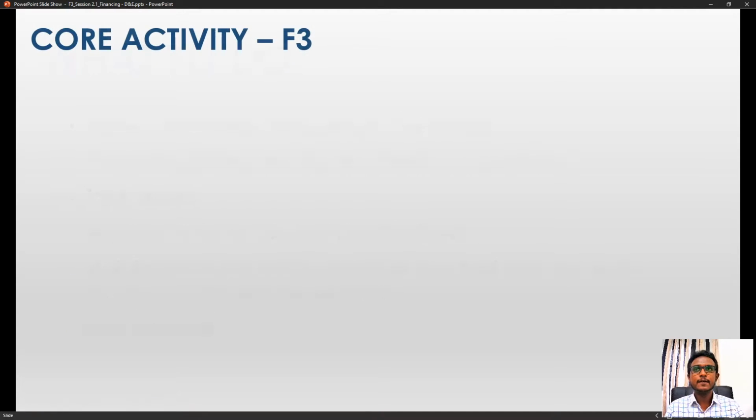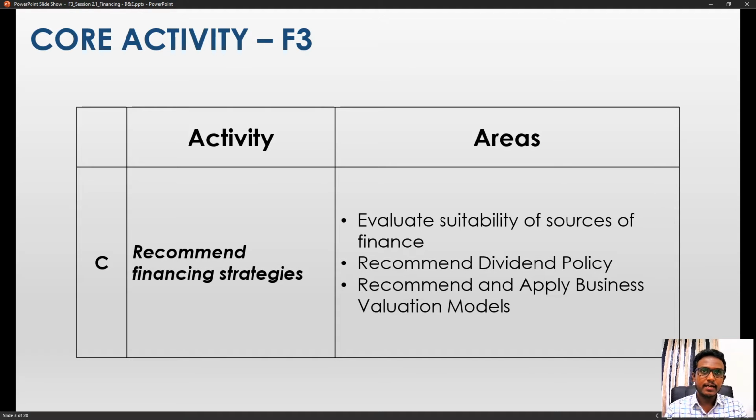On that note, we can briefly look at the core activity as a reminder and see this first area, evaluating the suitability of sources of finance. This is what CIMA expects of you. You should be able to evaluate the suitability of sources of finance and even determine the structure of financing you will use for a project or your company itself. And that is where the financing decision segment 1 on debt and equity comes in.